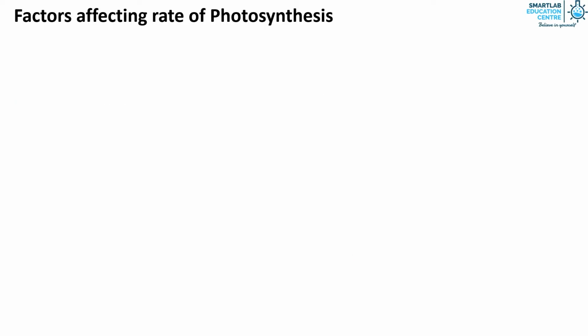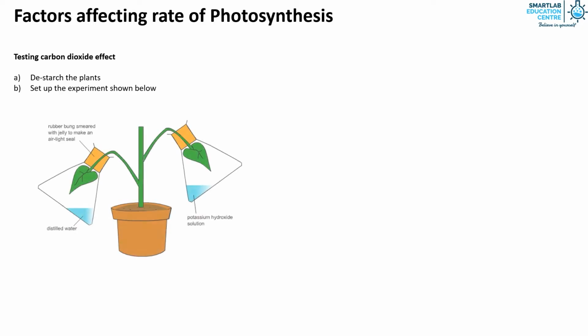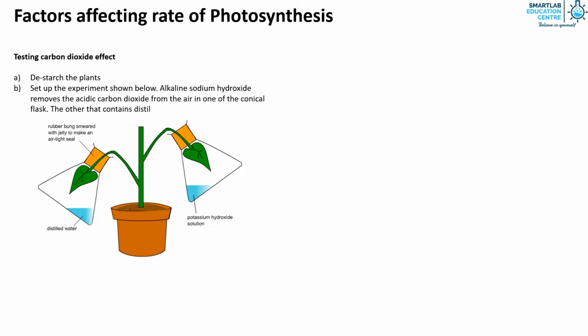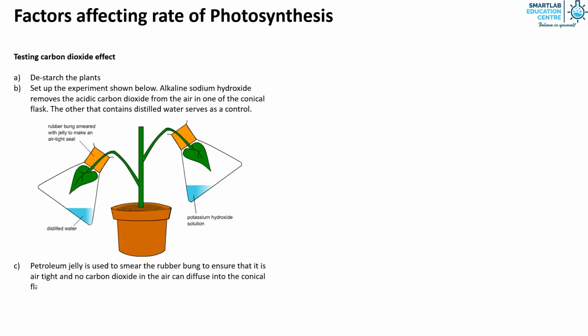Now let's see how we can study the effect of carbon dioxide on the rate of photosynthesis. There are two experiments that can be done. In the first experiment, we will de-starch the plant and then set up the experiment as shown. Alkaline sodium hydroxide removes the acidic carbon dioxide from the air in one of the conical flasks. The other that contains distilled water serves as a control. The petroleum jelly is used to smear the rubber bung to ensure that it is air-tight and no carbon dioxide in the air can diffuse into the conical flask where the leaf is sealed.